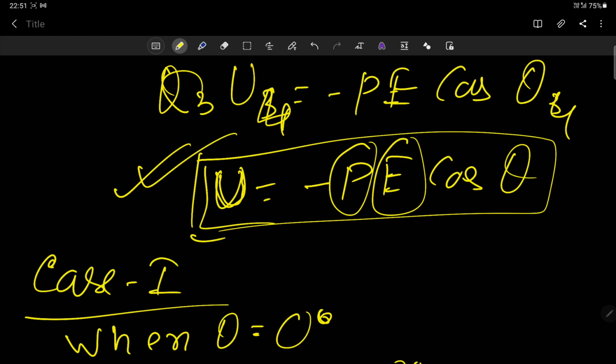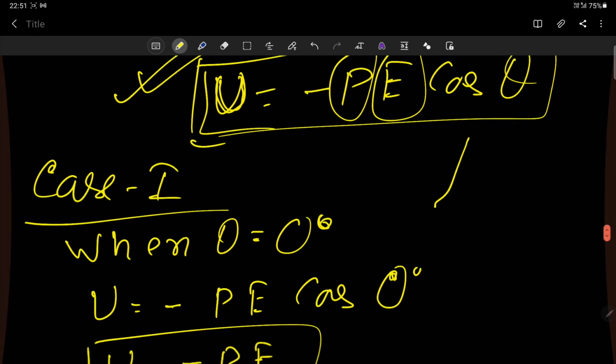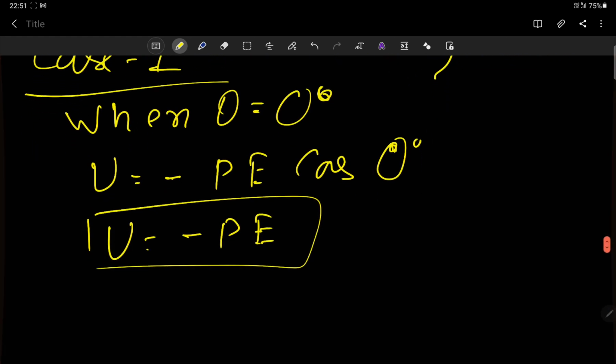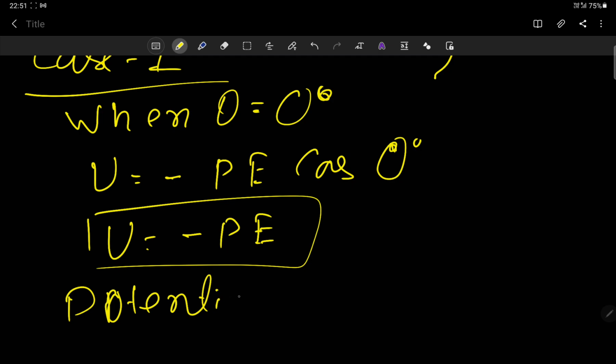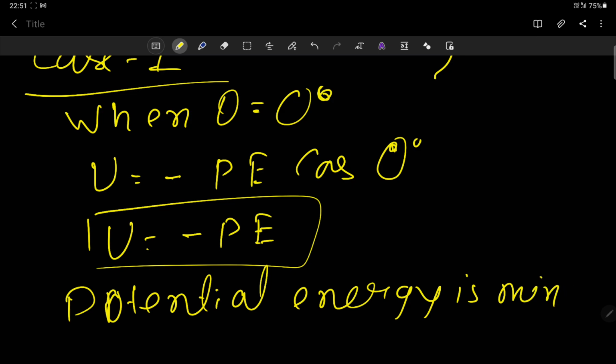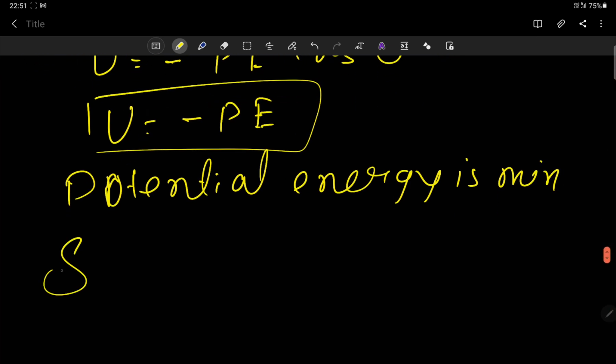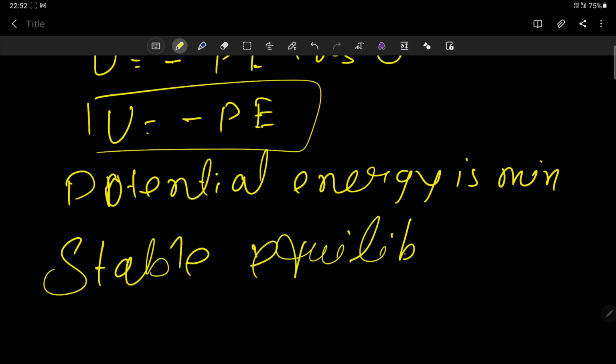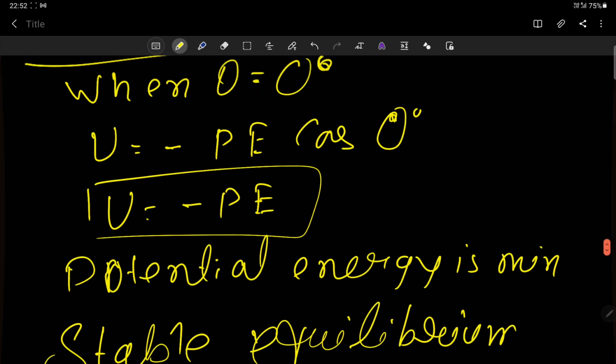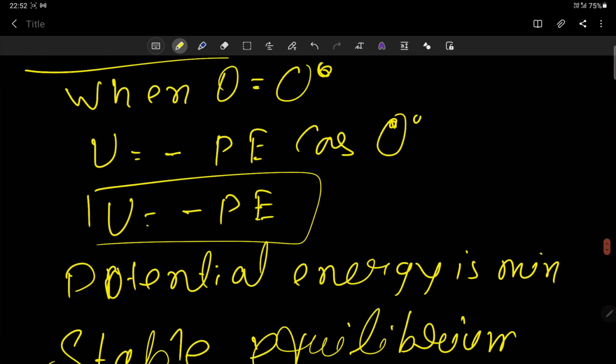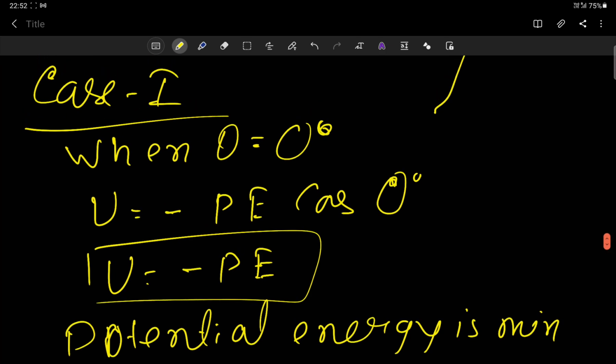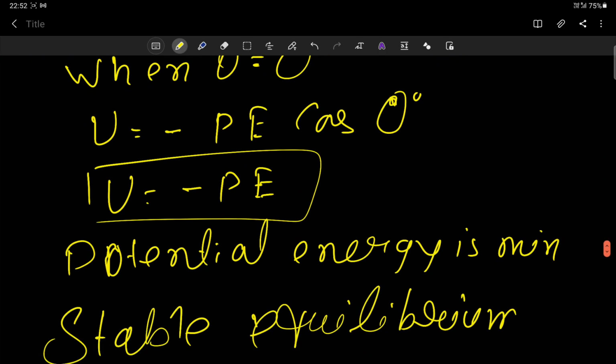So when theta is 0 degree, the potential energy is minus PE. That means at theta equal to 0 degree, the potential energy is minimum, and this is also called the condition for stable equilibrium. At theta equal to 0 degree, this dipole is most stable.